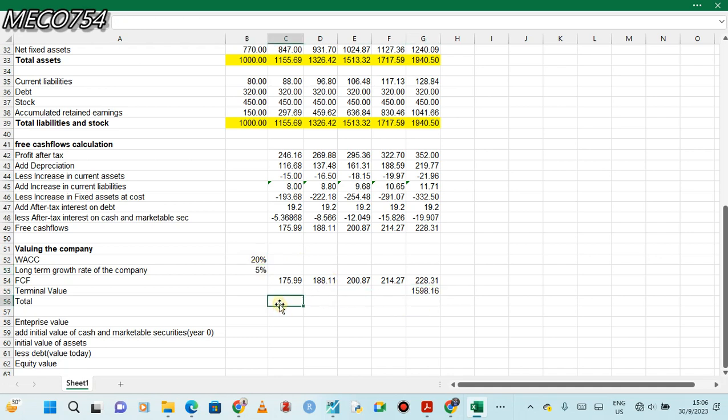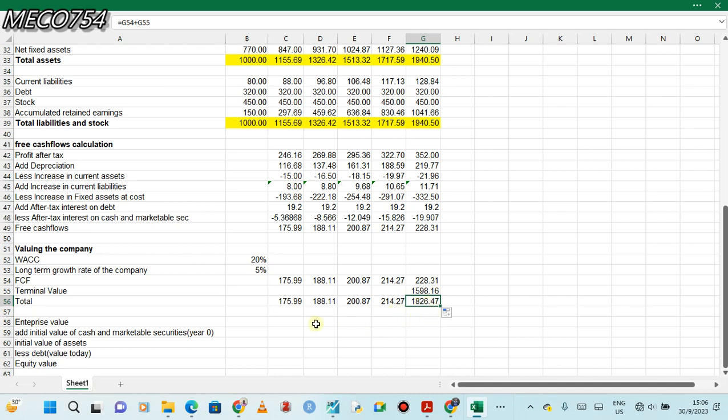Now let's add everything up. It's equal to this year plus that value. So I'm saying free cash flow plus the terminal value and getting the total. Since we don't have terminal values for the other years, we're going to get the same free cash flow. Add for everything. The only value that's going to change is for the last year, which will give us 1826.47.